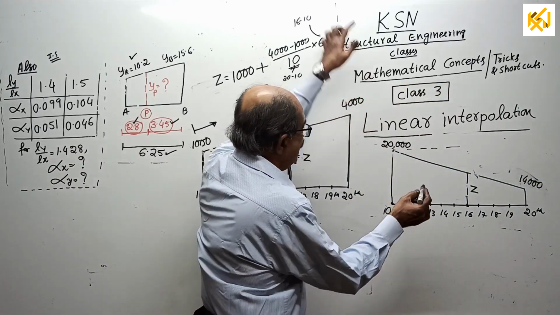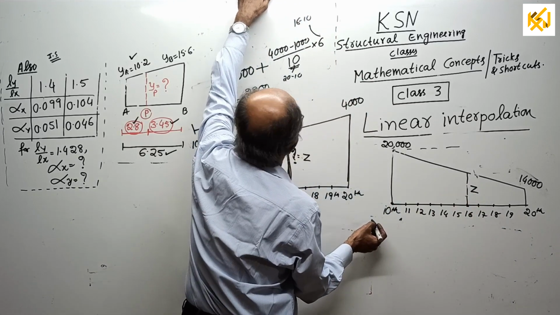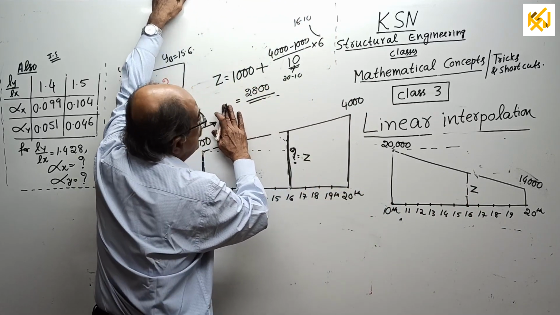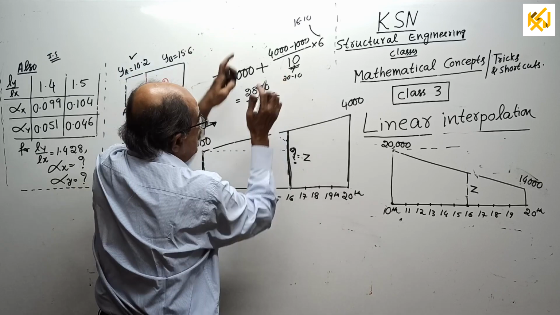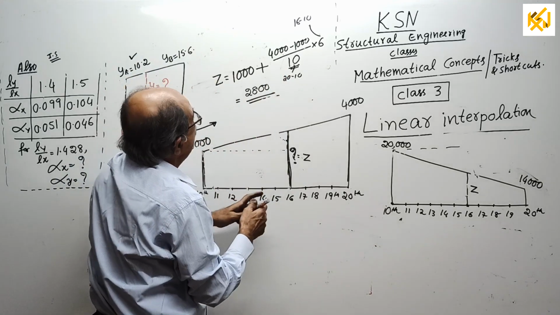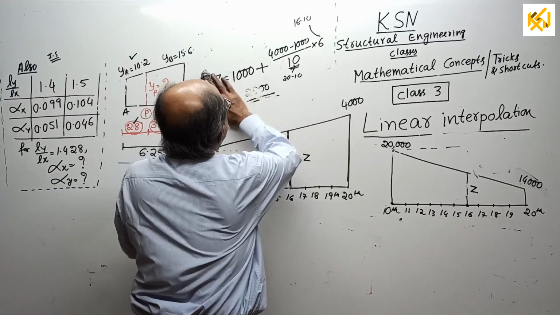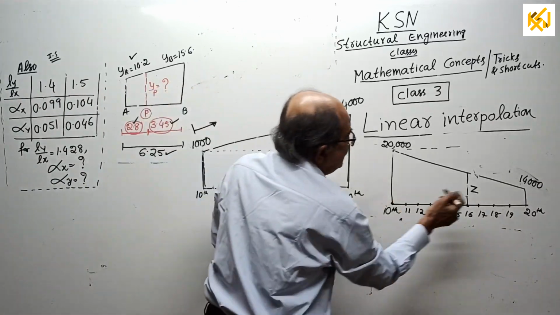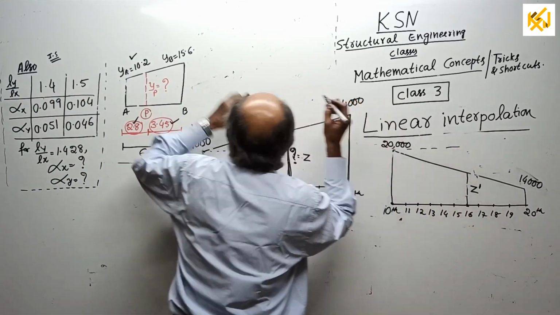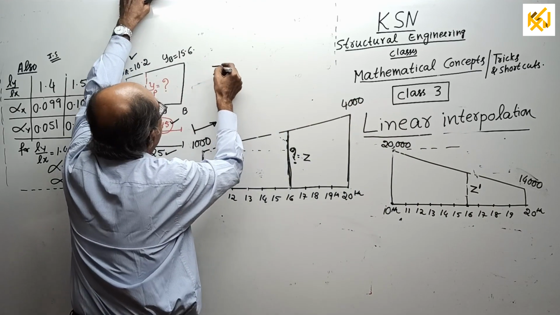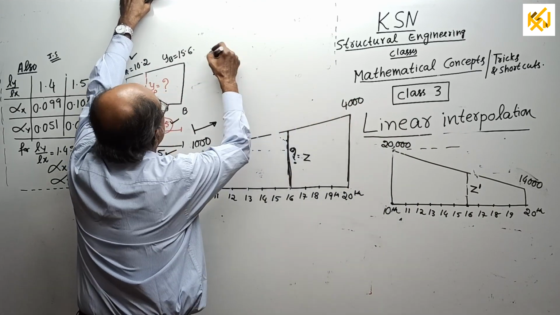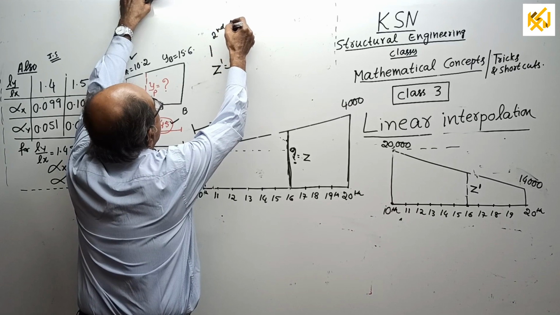Otherwise, start here. This z dip I want. Where shall I write it now? I will remove this space and write it here only. I will call it z dash to understand. Z dash, that is the second figure.